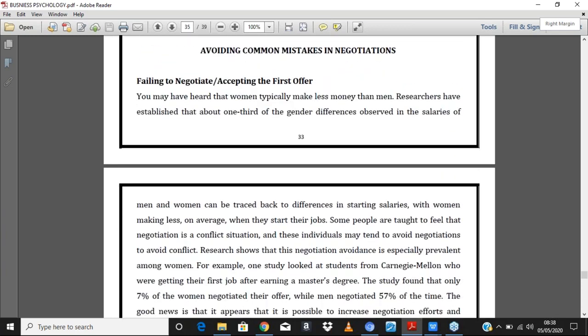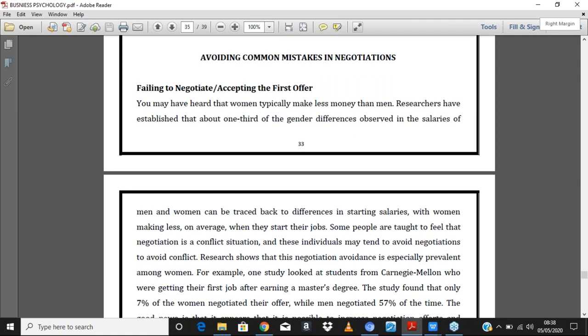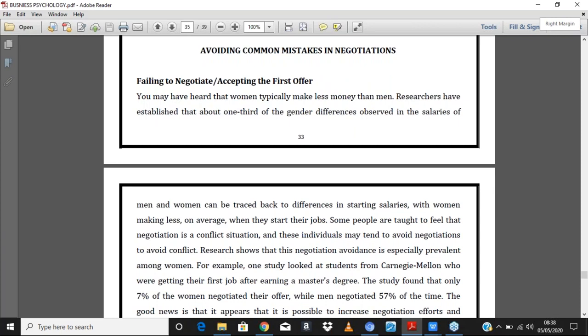So, what are the common mistakes people make when they negotiate? One is failing to negotiate and accepting what is called the first offer. You might have heard that women typically make less money than men. Researchers have established that a third of the gender difference observed in the salaries of men and women can be traced back to differences in initial salary negotiations.